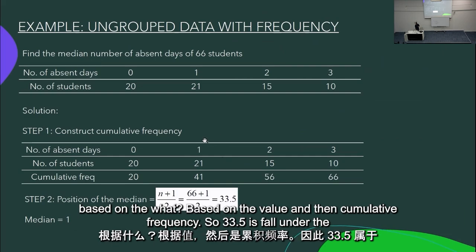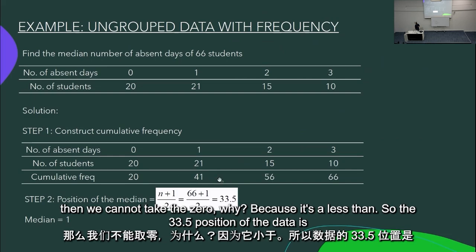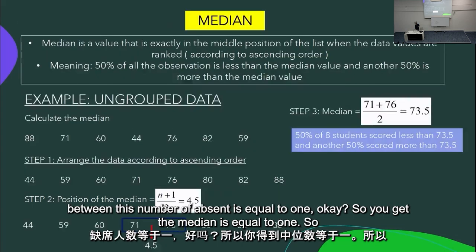Based on the value and then the cumulative frequency, 33.5 falls under the number of absent days equal to 1. We cannot take this 56 because it is already greater. Then we cannot take the 0. Why? Because it's a less than. So the 33.5 position of the data is within the number of absent days equal to 1. So you get the median equal to 1.